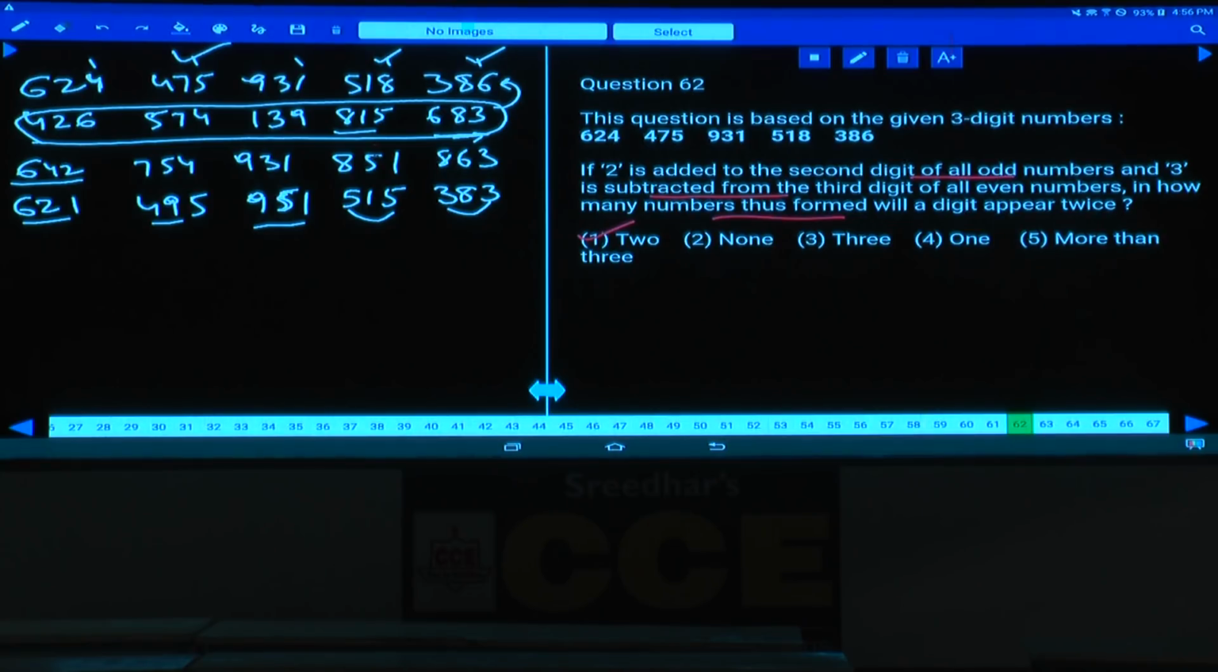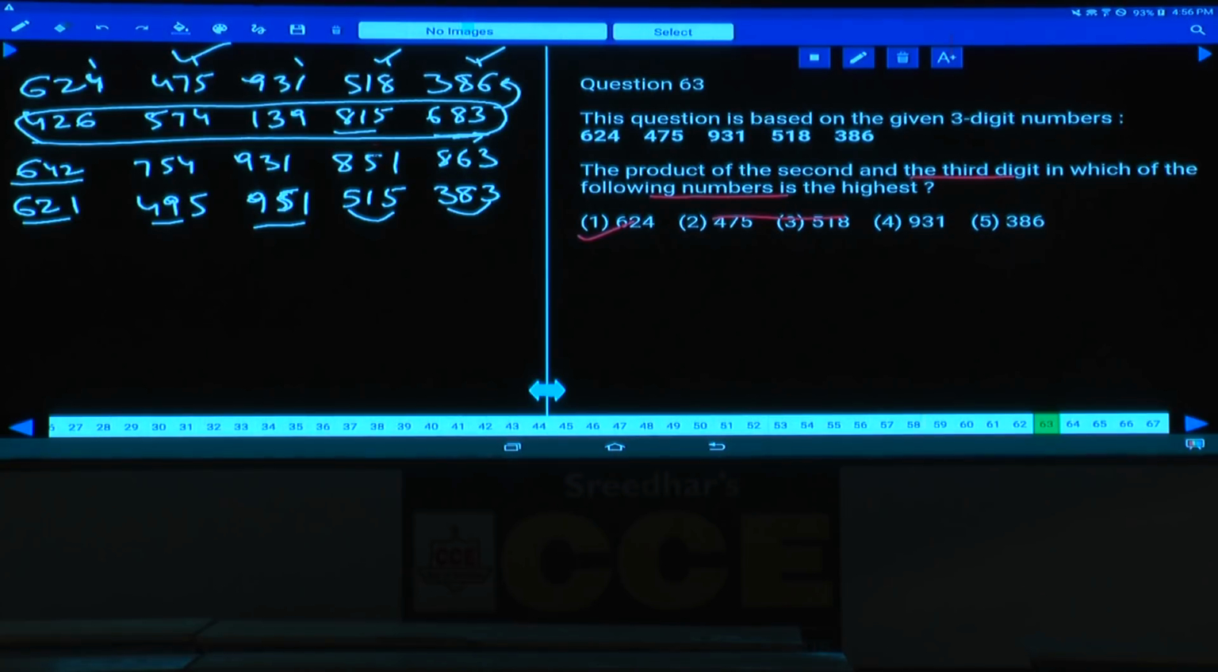Choice 1. Then question number 63. Now the product of the second and the third digit in which of the following numbers is the highest? Product of second and the third digits. Now here in 624 the product of 2 and 4 is 8, here 7 and 5 is 35, and 3 and 1 is 3, and the product of 1 and 8 is 8, and 8 and 6 it is 48. Hence among these numbers which is the highest? 48. And this 48 we are getting from where? 386, that is choice 5.